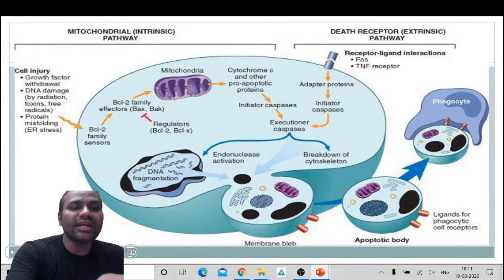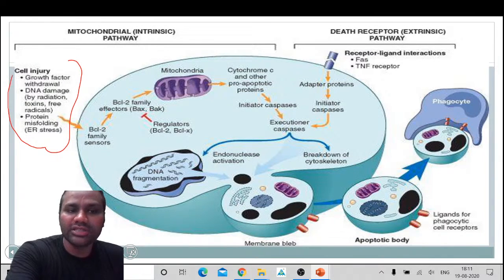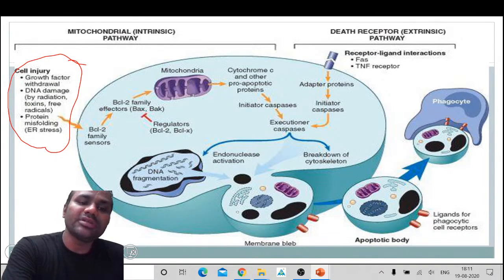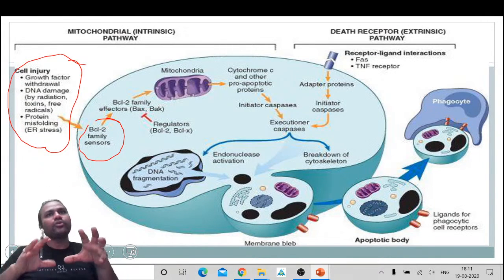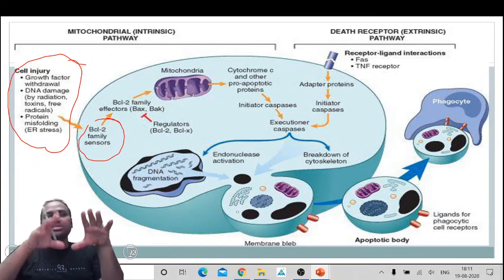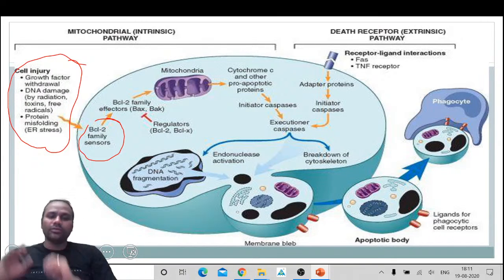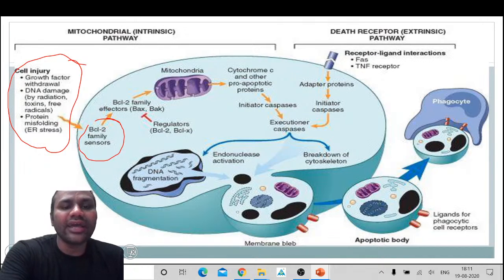Obviously, whenever there is any kind of cell injury, it will activate the BCL2 family sensors, that is, BH3 proteins, the sensor proteins Bad, Bim, Puma and Noxa. This activation will result in activation of apoptotic factors, and they will act on the mitochondria, and in the mitochondria cytochrome C will be released.